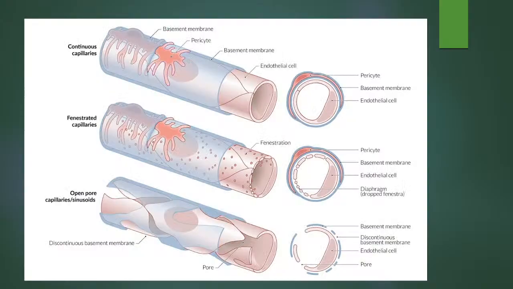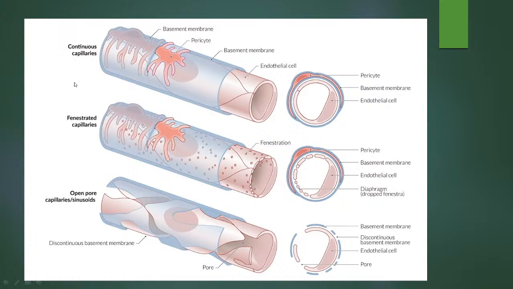On the next picture, you can see the scheme of structure of three types of capillaries. First one, continuous or somatic. You can see endothelial cells uninterrupted, and they have uninterrupted basal lamina or basement membrane, and pericyte.